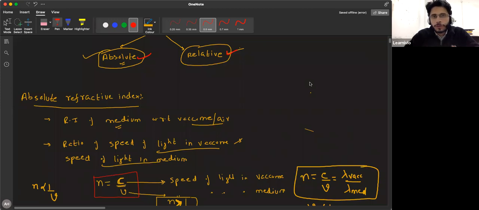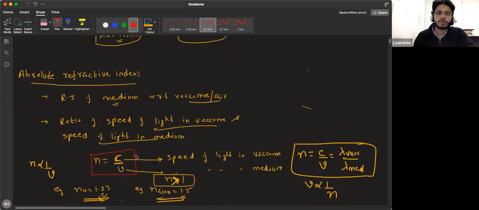So the absolute refractive index is the ratio of speed of light in vacuum to the speed of light in medium. Instead of speed of light, you can take wavelength also. So refractive index is the ratio of wavelength of light in vacuum and the wavelength of light in medium. If you're taking speed, then this is the relation; if you're taking wavelength, then this is the relation, lambda vacuum by lambda medium. The important thing is speed of light is directly proportional to the wavelength. Greater the wavelength, greater would be the speed of light.